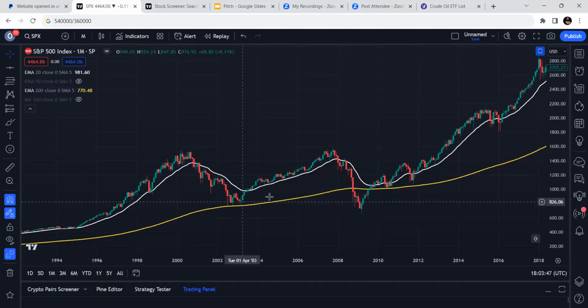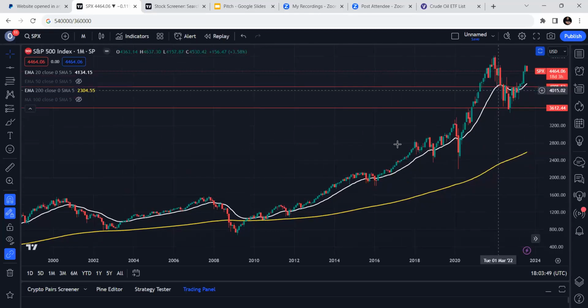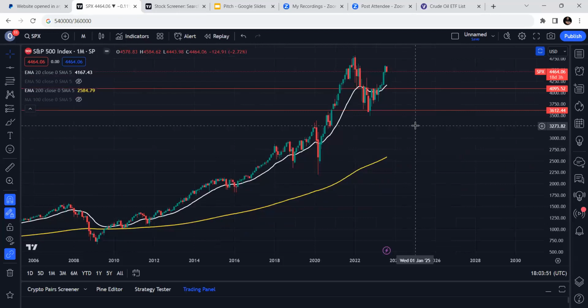Now, at some point, there will be a pullback. It's normal. There will be a pullback. Now, let me tell you why the US market, why the stock market will continue to maintain a long-term uptrend no matter what happens. Let me share the reason. Number one reason is that the stock market is made up of companies. That's number one. Now, each of these companies actually provides employment.